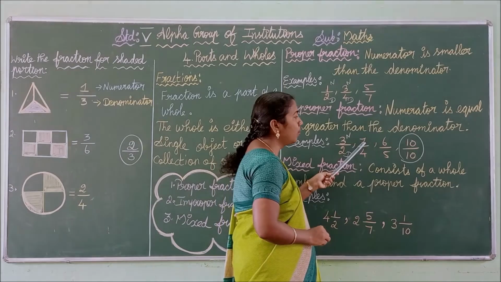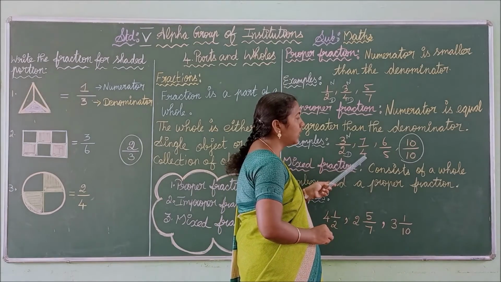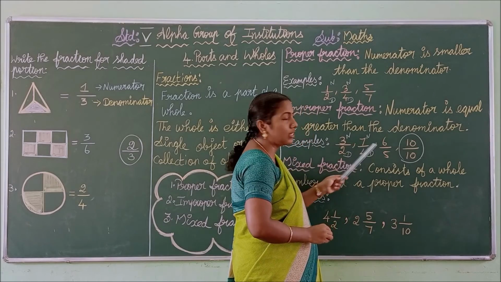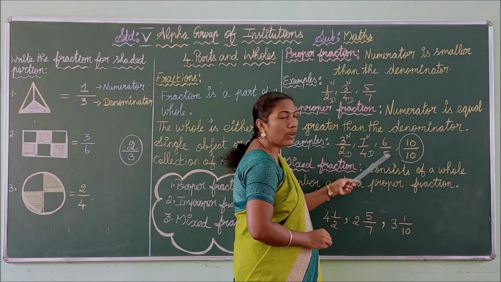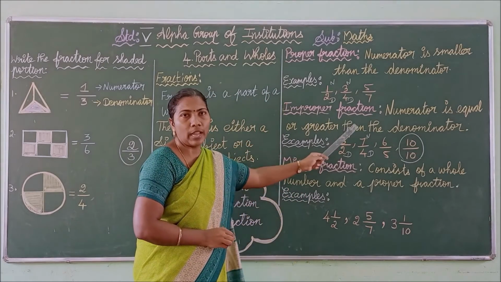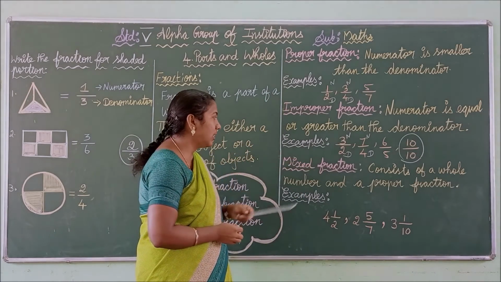See here, the numerator is 7, the denominator is 4. Thus the numerator is bigger than the denominator. Similarly, 6 is bigger than 5. So such types of fractions are called improper fractions. Clear, children? See the next one.